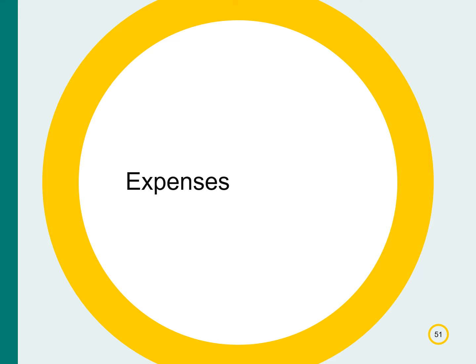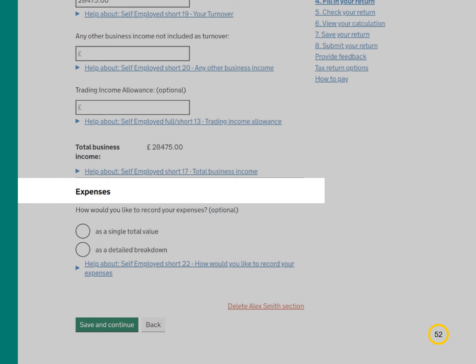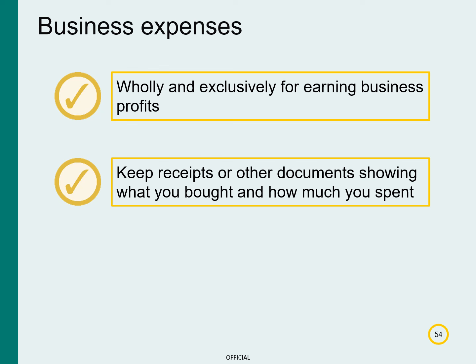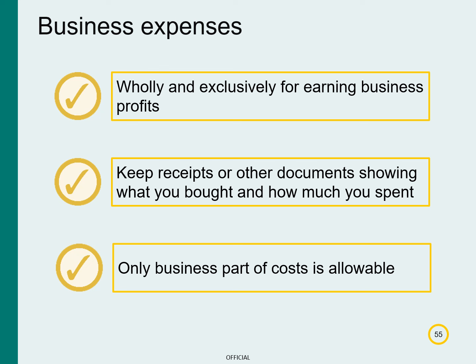Before we look at entering your allowable expenses on the tax return, we'll briefly look at what we mean by business expenses. Business expenses must have been spent for the purpose of earning business profits. This is known as the wholly and exclusively rule. You must keep a receipt or other document to show what you've bought and how much you paid for it. If you buy something that is used privately as well as in your business, only the business part of the cost is allowable.